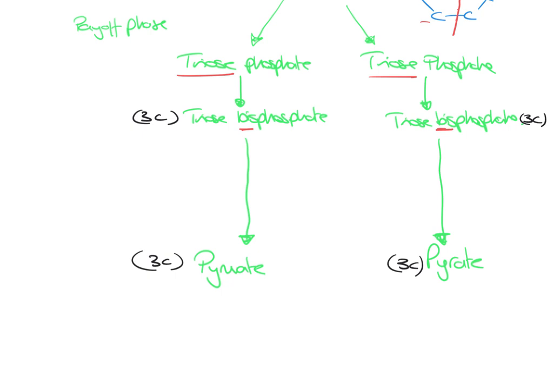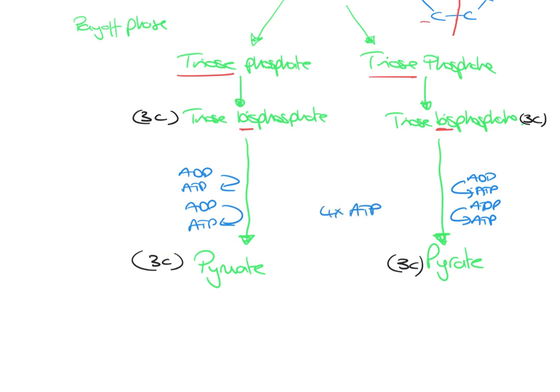During the process of conversion, I have taken ADP and converted it into ATP twice for each of those triose bisphosphates. So that happens for both of them. So in total I get 4 ATP made as a consequence of glycolysis.